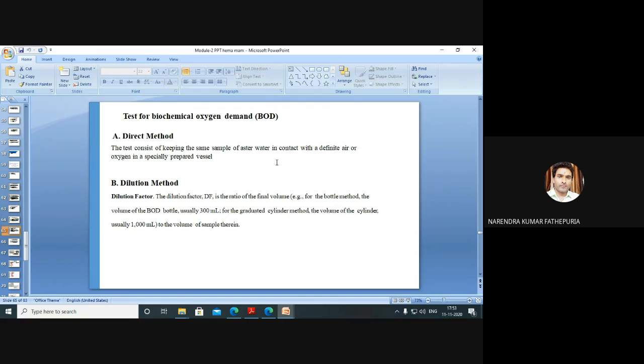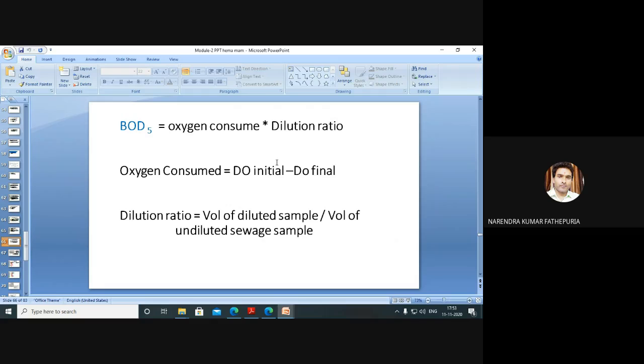There's the testing for the biochemical oxygen demand, direct method and dilution method. These formulas we already know about. We have already done them in the GATE classes. So BOD5 will be oxygen consumed times the dilution factor. Dilution factor means how much wastewater, stream wastewater quantity you are going to dilute with the fresh water. So that ratio you have to calculate, that is called the dilution ratio. So volume of diluted sample divided by volume of undiluted sewage sample.